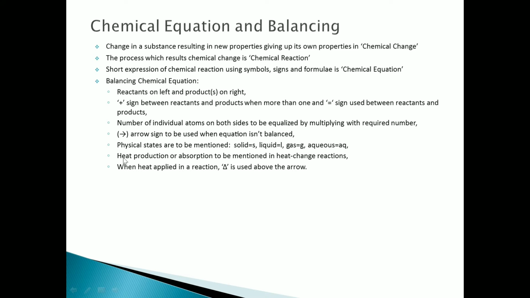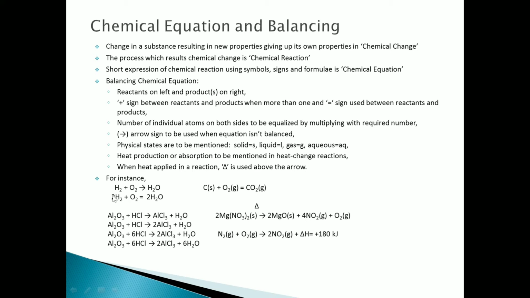Now, in the reactions involving heat change, that is there will be heat production or absorption in those reactions, we must mention those by using H or delta, which I'll be discussing in the next point. That is, when heat is applied in a reaction, delta is used above the arrow. I shall be explaining this through the following examples.